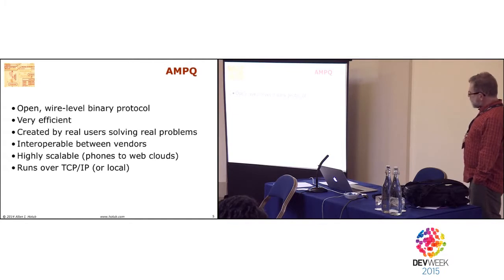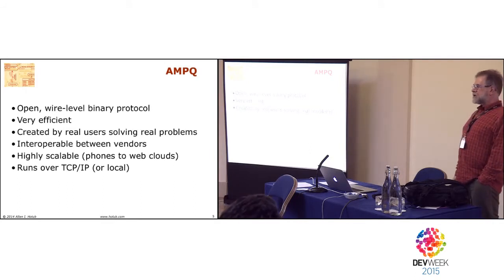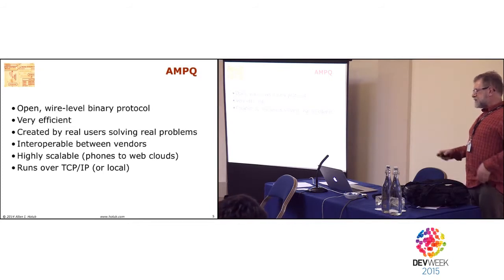So AMQP is a binary wire protocol. It's very efficient. It was created by people who were actually doing messaging. But I'll say that as an aside here, it's people in the enterprise doing messaging, so it's kind of geared towards enterprise applications. It is interoperable, it's scalable, all of this usual goodness and light stuff.